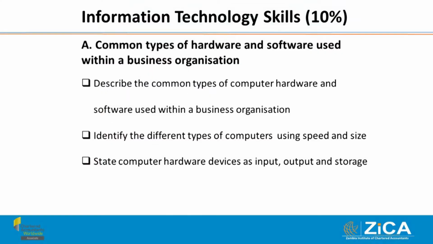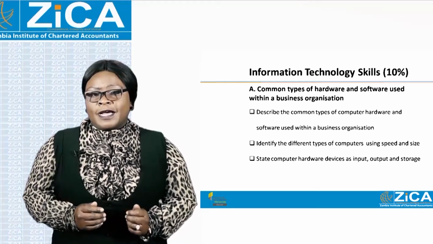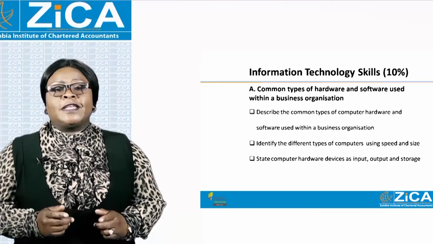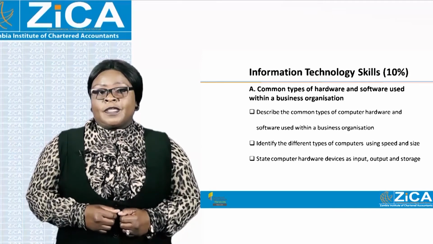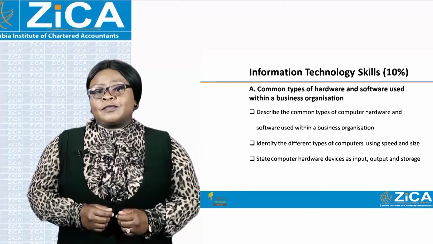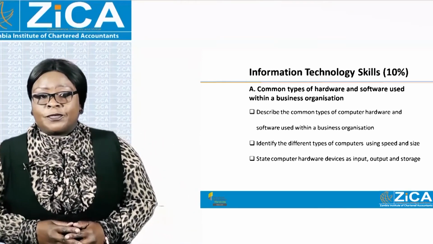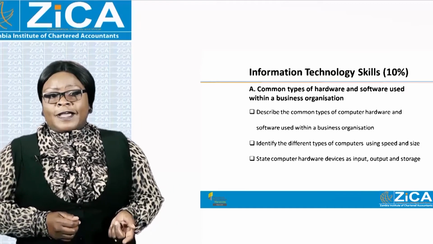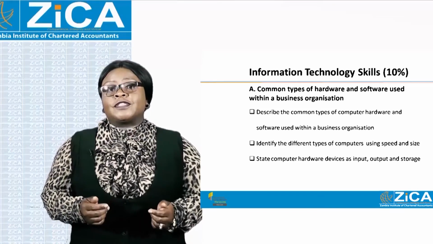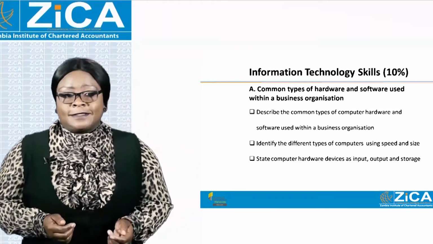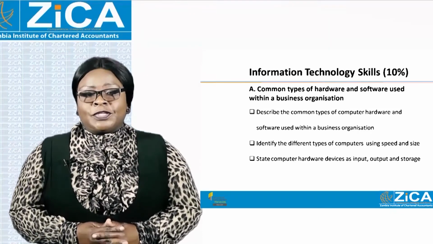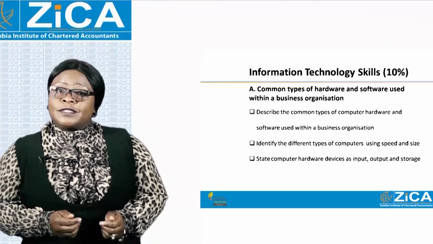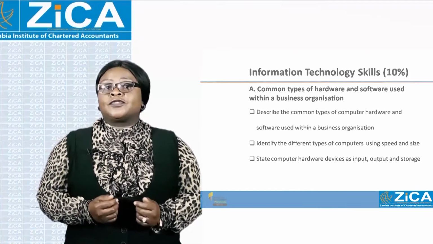Information technology skills, which covers 10% of the entire paper, would look at the common types of hardware and software used within a business organization. You need to describe the common types of computer hardware and software used within a business organization. You need to identify the different types of computers used by speed and size. State computer hardware devices as inputs, outputs, and storage.